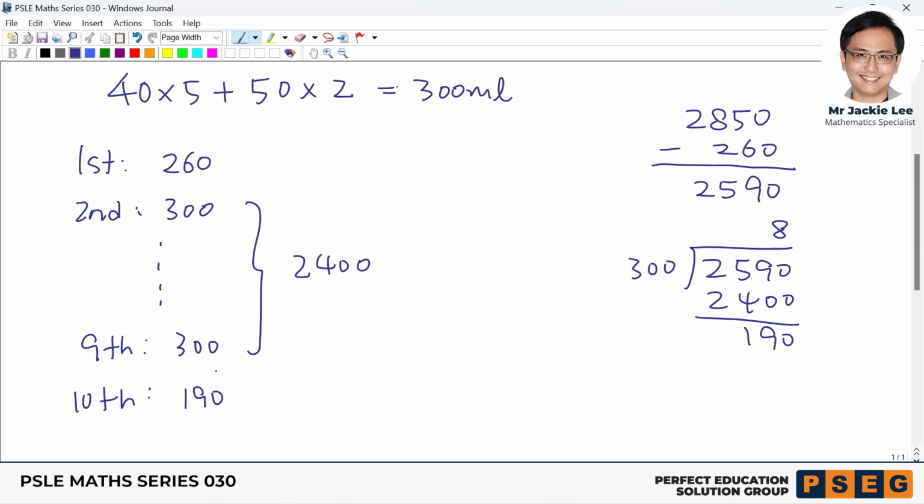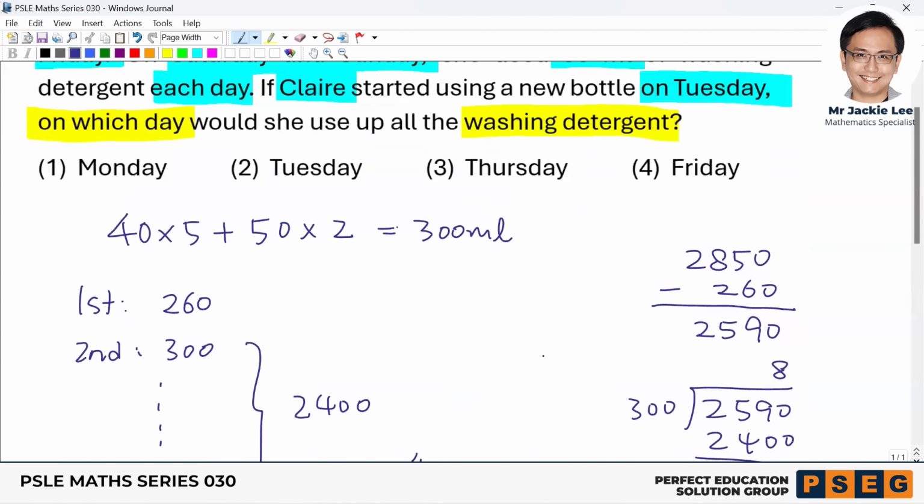So far, so good. Okay, right? So for 190, I think it can be used until Friday, am I right? Because by Thursday, 40 times 4 is 160. Okay, then by Friday, leaving behind 30 ml to be used. So for the final answer, you still need to do a bit more calculation. It will be 190 divided by 40. So 4 times 40 is 160, leaving 30, right? So therefore, by Friday, you will use up. So the answer, I think, is option 4, Friday.